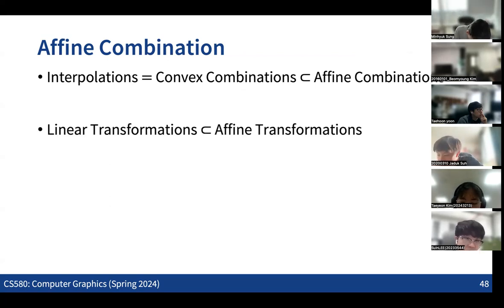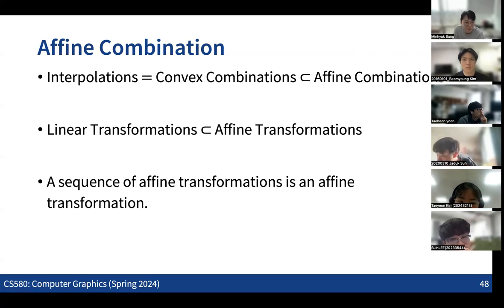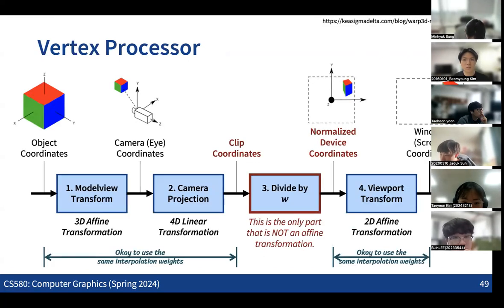And also any linear transformation is also an affine transformation. So linear transformation is a subset of the affine transformation where we do not have translation, right? And one more thing is that a sequence of affine transformations is also an affine transformation. So if we have the affine combination as our interpolation, and we only have affine transformations, then we don't need to worry about those things. We can just use exactly the same weights for the interpolation and we're going to get the same outputs.